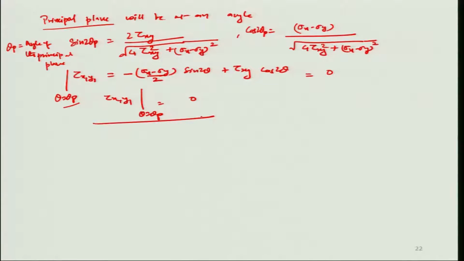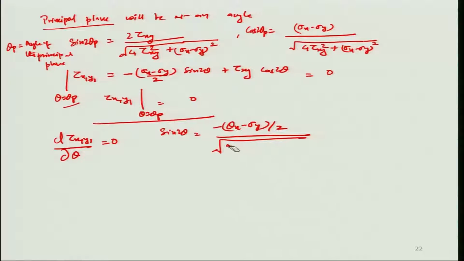We already know that the maximum shear stress corresponds to differentiating this, del tau x1 y1 by del theta equal to 0, and from there we find a condition: sine of twice theta equals minus of sigma x minus sigma y by 2 divided by root over sigma x minus sigma y by 2 whole square plus tau xy square, and similarly cos of 2 theta as tau xy divided by root over sigma x minus sigma y by 2 square plus tau xy square.